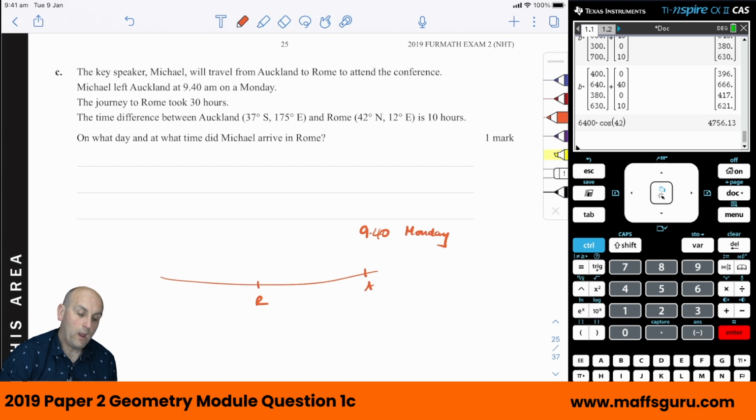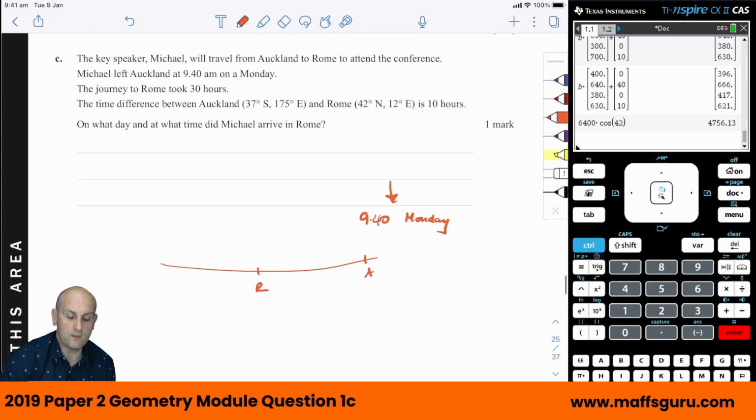He's actually going backwards in time. The journey to Rome took 30 hours. So if we add 30 hours to his standard time, he would be adding on a day and 6 hours. So 9, 10, 11, 12, 1, 2, 3. He would be there at 15:40 on Tuesday in Auckland time.